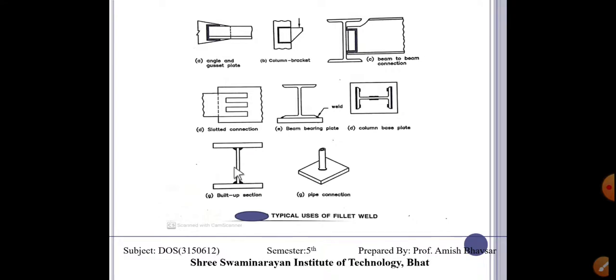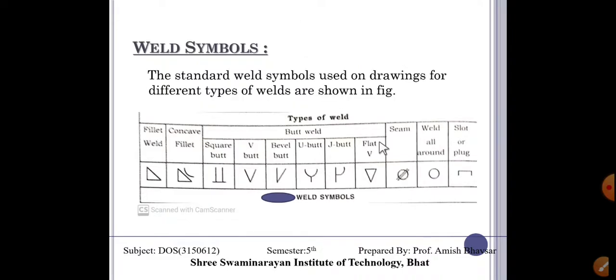Sometimes the I section is not readily available in the market, so we have to make that I section on site with the help of welding, which is indicated over here in the triangular shape. And this is the plate connection with some member. So this kind of fillet welds are done by us on site with the help of welding connection.